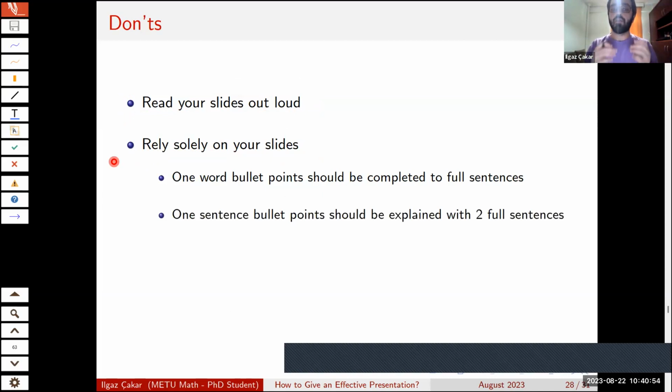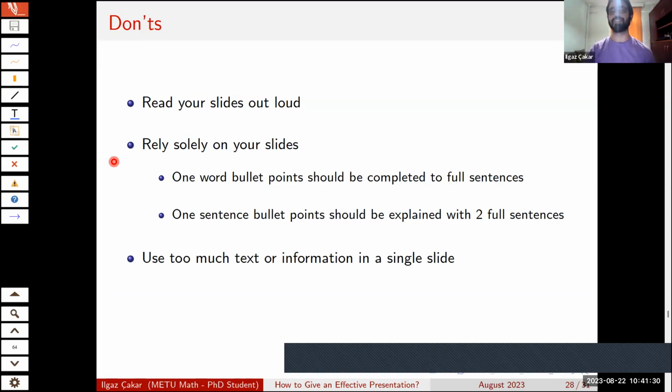And if you have a complete sentence as a bullet point or something on your presentation, try to explain it with 2 different full sentences. And none of these 2 sentences can be the same as the written sentence here. So in total, 1 written on the slide and 2 you speak. This way, you did more talking and we did less reading. And that's the important thing about giving a presentation, of course.